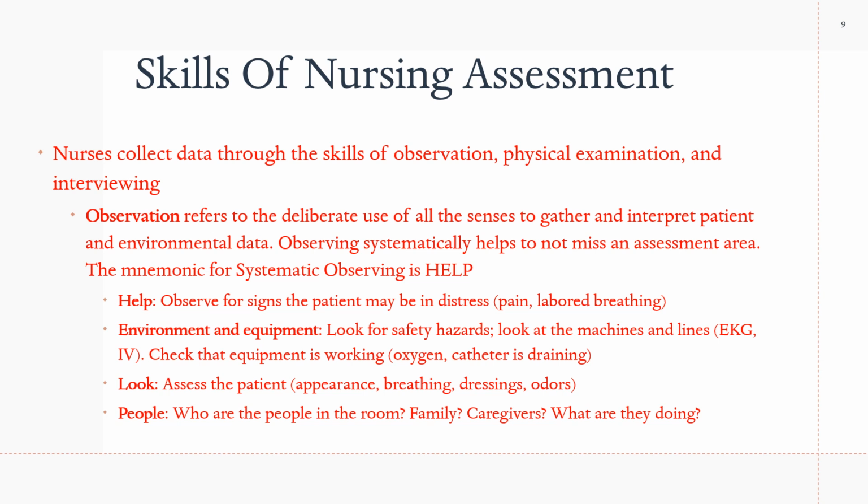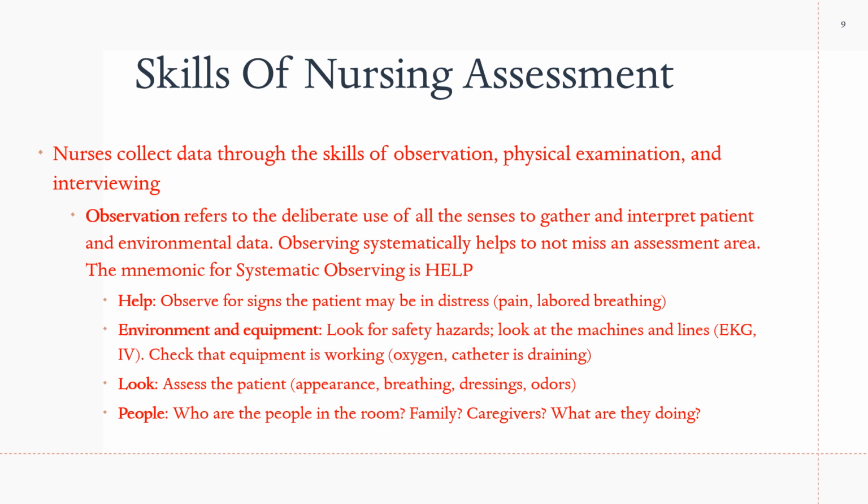So, whether you use my systematic approach, or you develop your own systematic approach on how to do a head-to-toe assessment, once you have a system that works for you, you will be able to realize fairly quickly if you have missed an area that you need to assess. So again, observing systematically will help to not miss an assessment area. There is a mnemonic for systematic observation, and that is HELP, H-E-L-P.